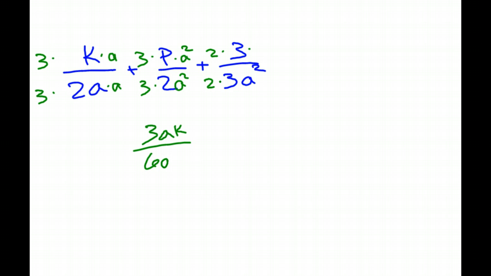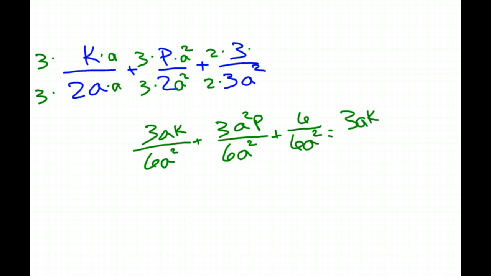over 6A squared plus 3A squared P over 6A squared plus 6 over 6A squared equals 3AK plus 3A squared P plus 6, all over 6A squared. Okay, that was lesson 11.